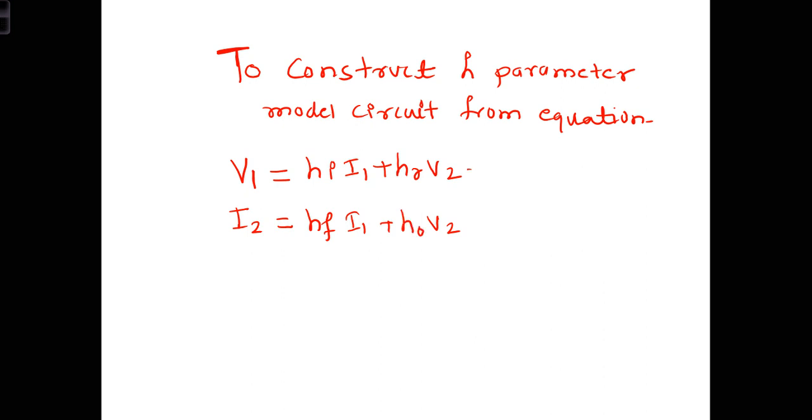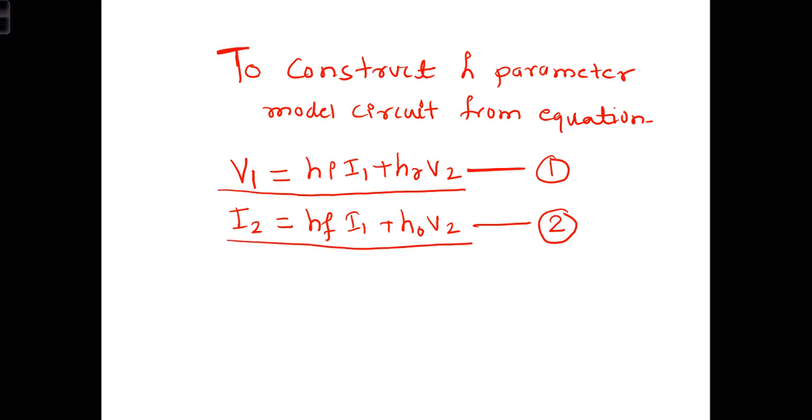So these two equations are very important. This is equation 1 and equation 2. We will use these two equations for derivations of different parameters like voltage gain, current gain, input resistance, output resistance. So always remember these two equations. Very simple equation and very important equation. Now how to construct from these equations the actual H parameter circuit.